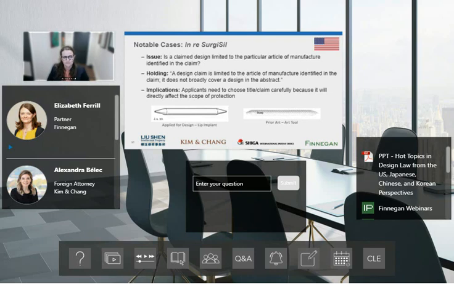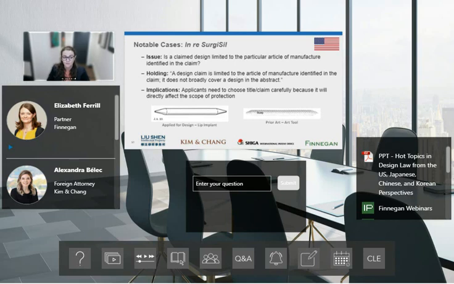Okay, another case that is important, and this is a little bit older case, but I do think it's really important, so that's why I've included it in the deck, and that is the In re Surgisil case. And in the United States, prior to the In re Surgisil case, the question for anticipation of a design was really focused on the visual appearance of the prior art. But in this case, as you can see, the applied-for design patent was on the left, and on the right is the prior art.